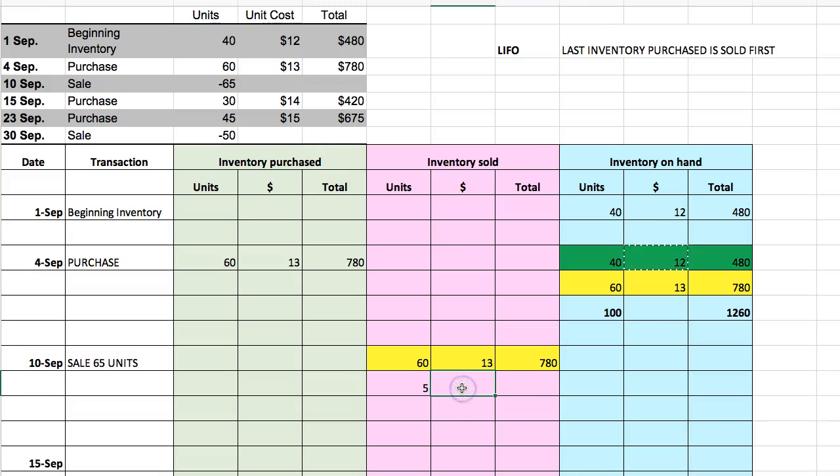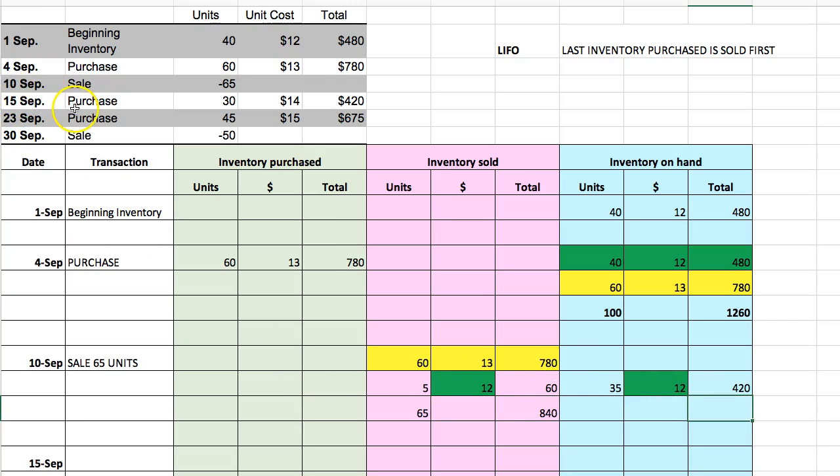And these cost $12 each. So 5 times 12, and then we can add this up to give our cost of sales on this day, and 60 plus 5, we have 65 total. Now to figure out what we have left, all of our new purchase was sold, leaving the old one, 40, and 5 of these were sold. 40 minus 5 means 35 are left. These are $12 items, and we can get our total here by multiplying.